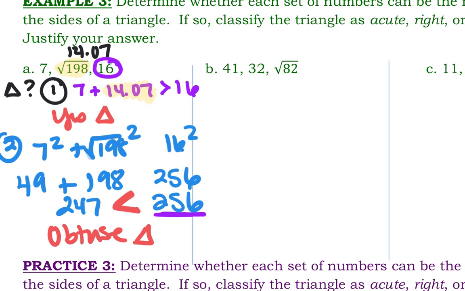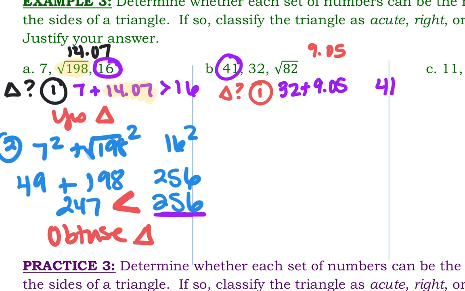Okay. All right, let's try it again. You're going to convert this to a decimal only for step 1. So when we convert this to a decimal, I get 9.05. All right, step 1. Do we have a triangle? All right, what's my biggest number? 41. So that's the one that's going to go to the right. So I'm going to take 32 plus 9.05. Is that greater than 41? Yes. All right, so we're going to say, yes, we have a triangle.